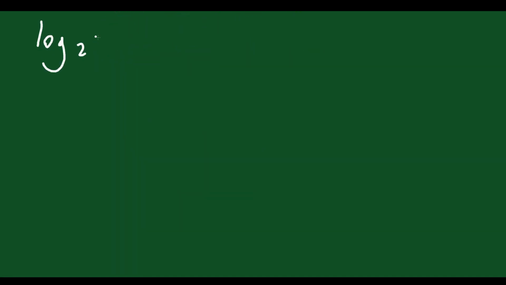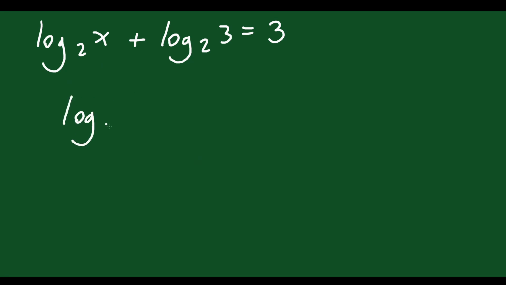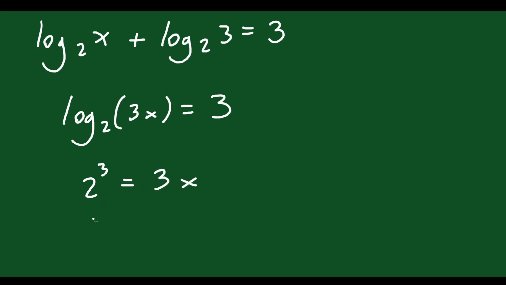Log base 2 of x plus log base 2 of 3 is equal to 3. What should I do here? Well, this looks like a product rule, right? So you could combine these together. You could say log base 2 of 3 times x, right? So 3x equals 3. So now you could change this to an exponent, right? 2 to the 3 equals 3x. Well, 2 cubed is 8, so 8 equals 3x. Divide by 3, x equals 8/3. Right, not too bad.